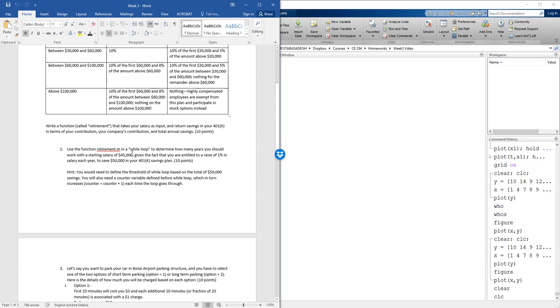Question 2 is asking, use the function retirement in a while loop to determine how many years you should work with a salary of $45,000, given the fact that you are entitled to a raise of 1% in salary each year. You want to save $50,000 in your saving plan.